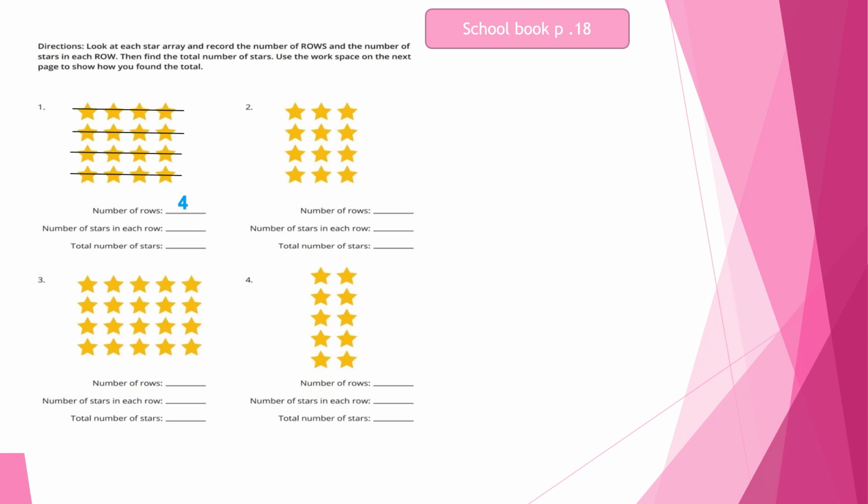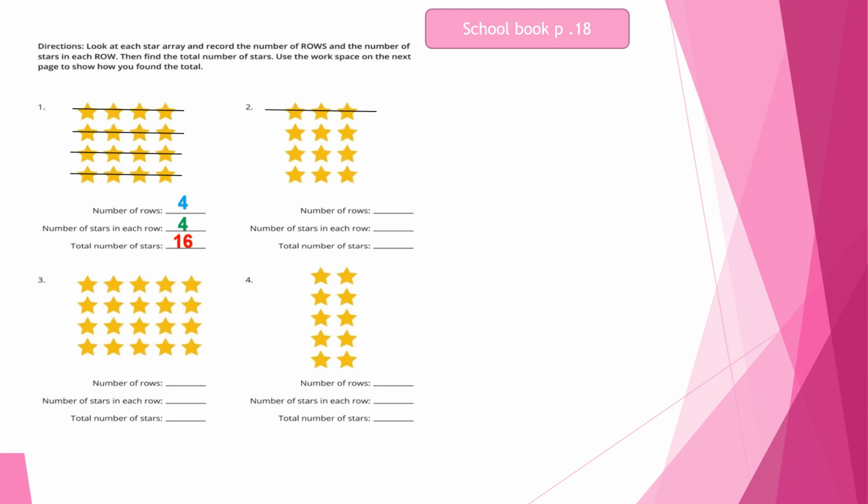The total number of stores. I want to find the total now, so I will use repeated addition or skip counting. We said we have 4 rows. In each row we have 4. So I will add 4 plus 4 plus 4 plus 4, or skip counting by 4. Do you remember the song? 4, 8, 12, 16, stop. We repeated 4 times. So they are 16.